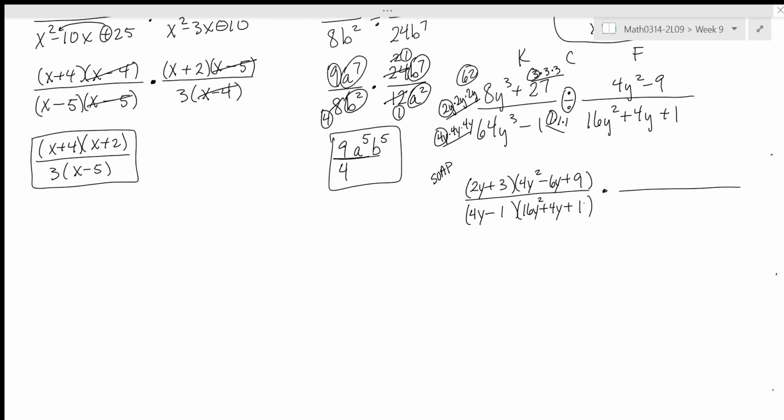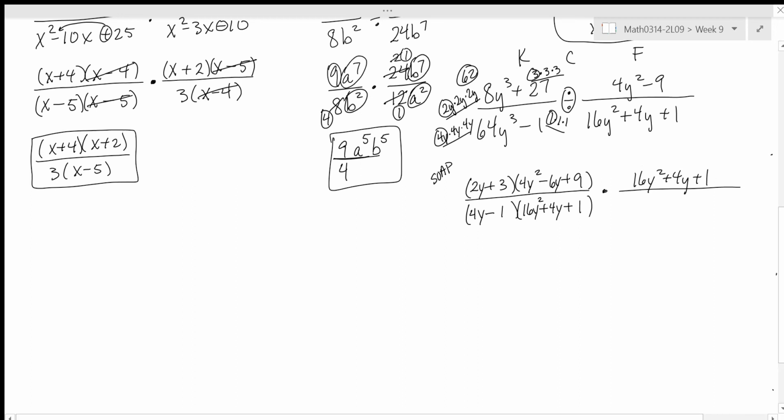Now, keep, change, flip. 16y squared plus 4y plus 1. Even though that's a trinomial, right? It's in the bottom and I'm going to flip it so it's going to be in the top. Did y'all see that I didn't bother factoring it? You know why? Because I've got one just like it over here. So what's going to happen to these two guys? Cancel. Yeah, those will cancel, so I don't have to worry about factoring it.